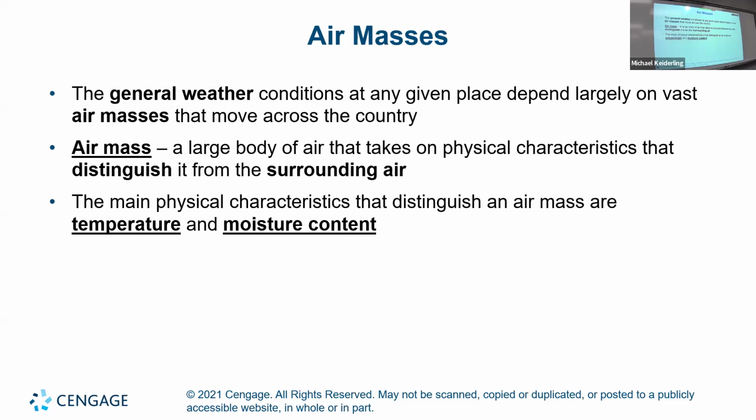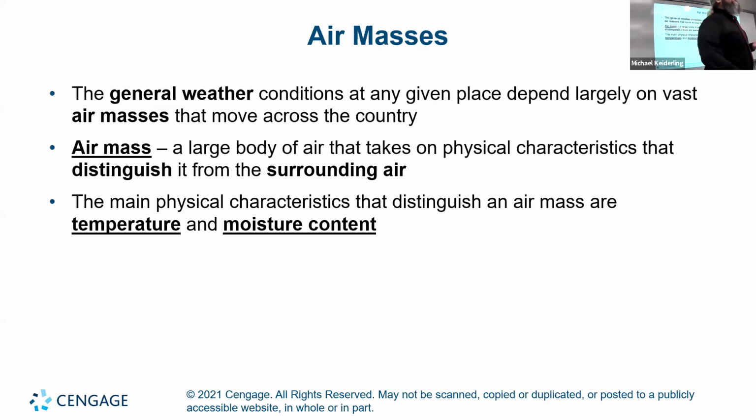The general weather, so let's talk about air masses. The general weather conditions you have at any given place depend largely on these vast air masses that move around the planet. And they move across the country. So an air mass is just a big body of air that takes on some physical characteristics that distinguish it from the surrounding air. And the main physical characteristics that distinguish an air mass are temperature and moisture content.